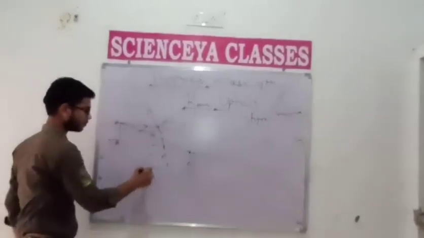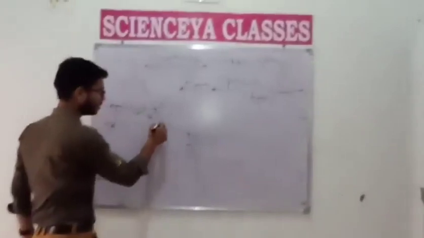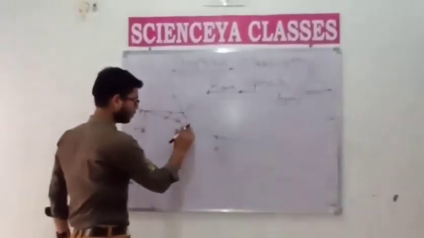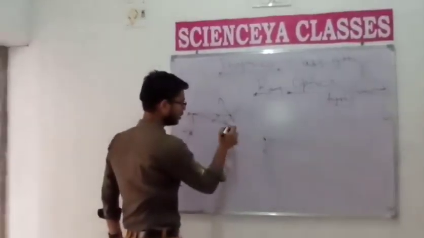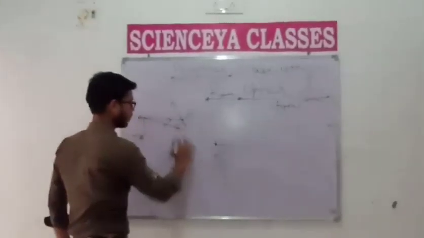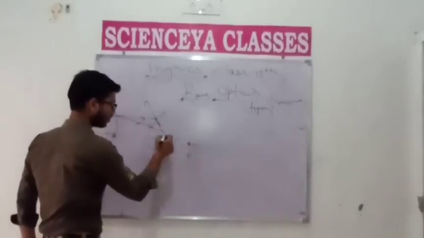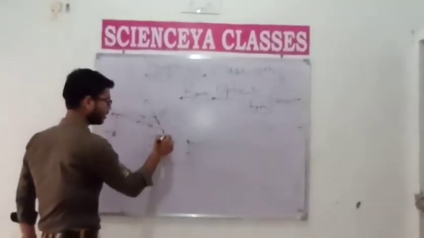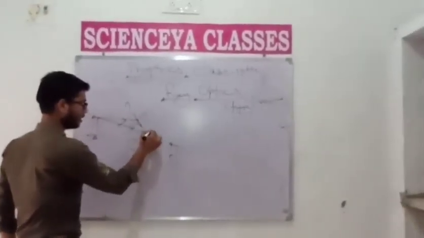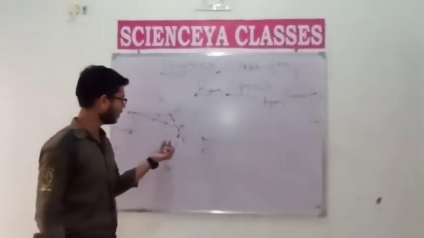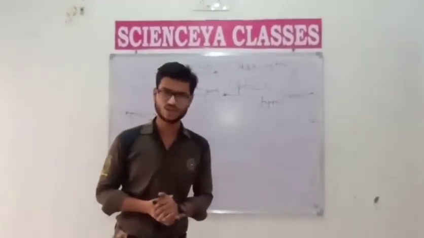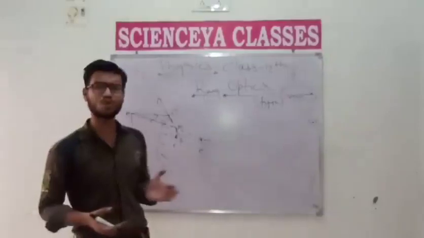Understand? So this is the second case, when the image is formed here. Understand? So the size of the image is not so large. So student, the convex mirror is not a useful mirror.